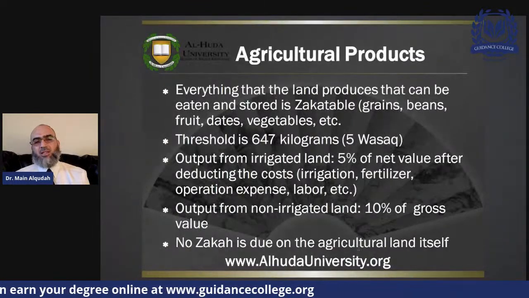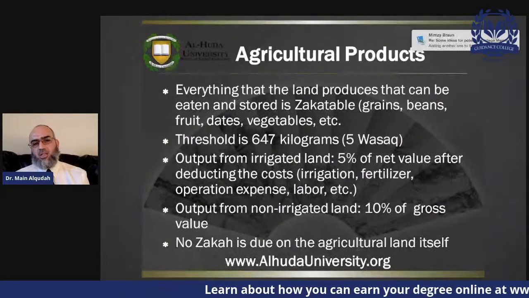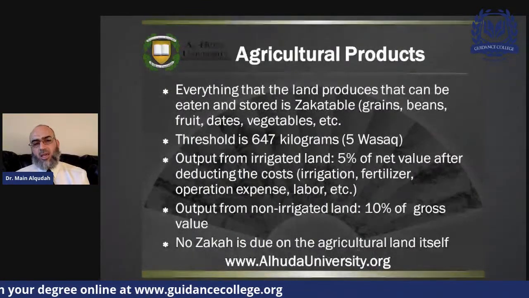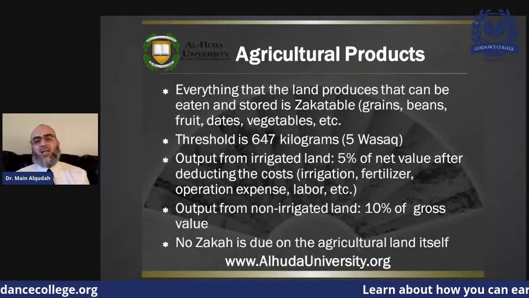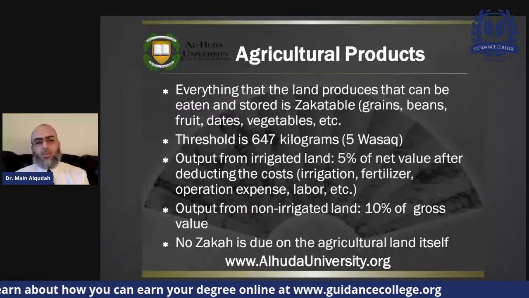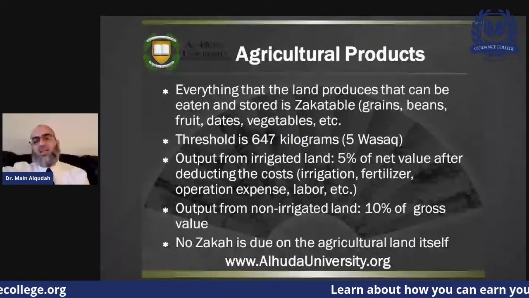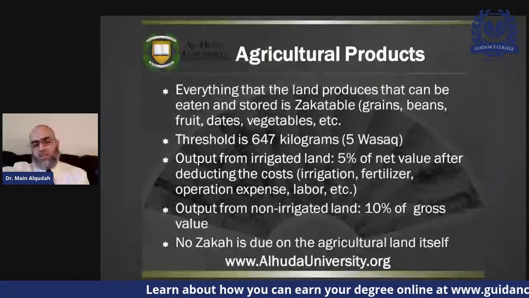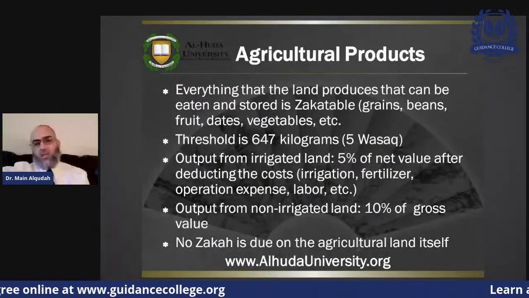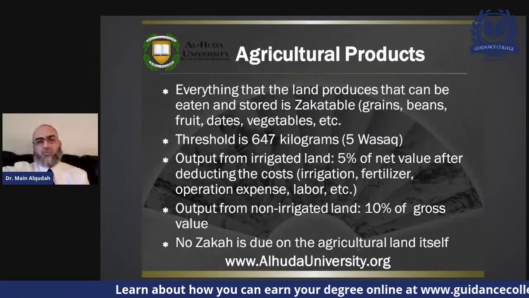Output from irrigated land, as long as irrigation entails expenses, like when you pay for the irrigation, for the fertilizer, for the operation expense, and for the labor, etc., then the zakah is 5%. Output from non-irrigated land, غير المسقية, that's 10% of the gross value. No zakah is due on the agricultural land itself. We said several times that لا ثنية في الصدقة, no duplication in taxation or in paying zakat al-mal. If you pay zakah on the agricultural products, then the land itself, or the farm itself, is zakah exempt.